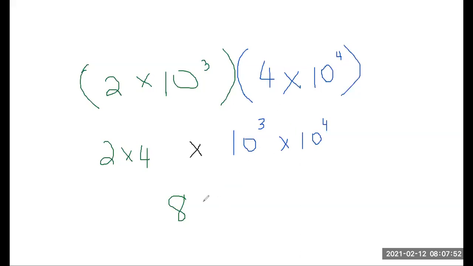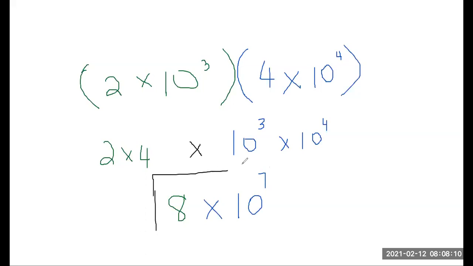So 10 to the third times 10 to the fourth is 10 to the seventh. Because remember, with the powers, we add the index. So it would be 3 plus 4. So your answer would be 10 to the 7. And then that would be my final answer for this type of problem.